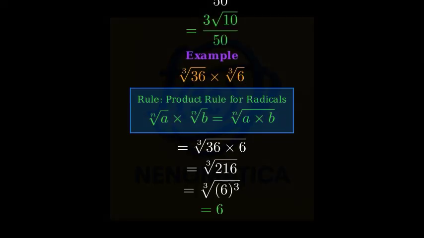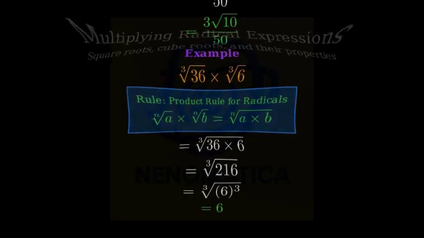Let's multiply the cube root of 36 by the cube root of 6. For cube roots, the product rule also applies. The cube root of a times the cube root of b equals the cube root of a times b. Applying this rule, we get the cube root of 36 times 6. Multiplying 36 by 6, we get 216. Now, we need to find the cube root of 216. Note that 216 is 6 cubed, so the cube root is 6.